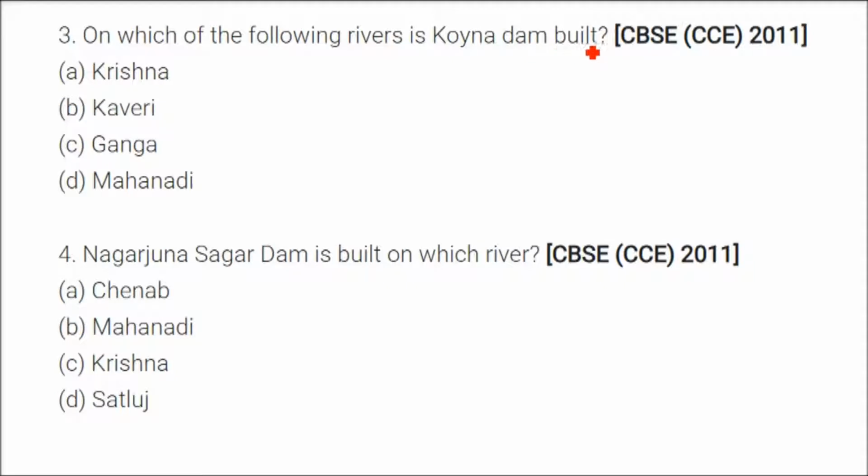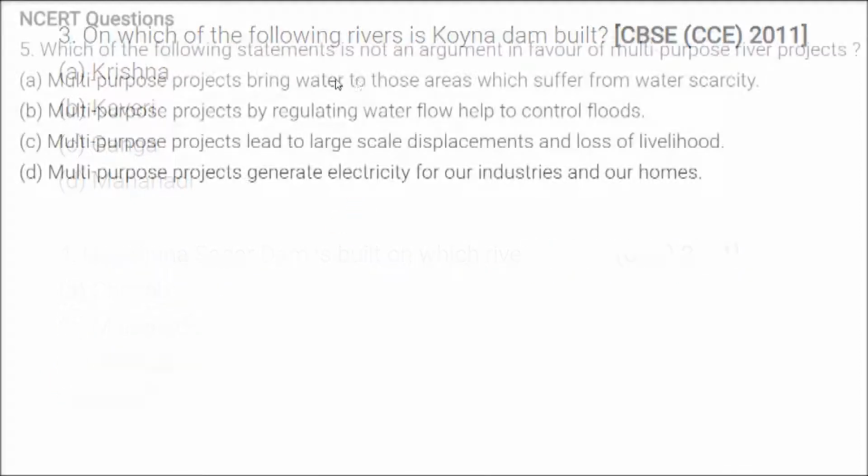On which of the following rivers is Koyna Dam built? The answer is Krishna. On the Krishna river, Koyna Dam is built. Nagarjun Sagar Dam is built on which river? Nagarjun Sagar Dam. The answer is Krishna.